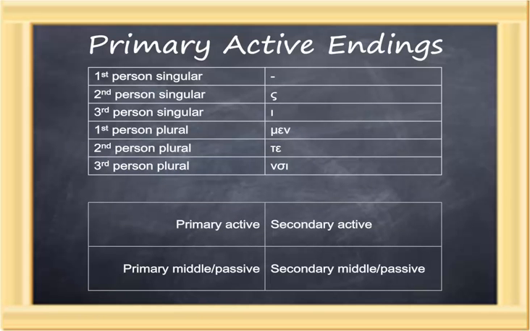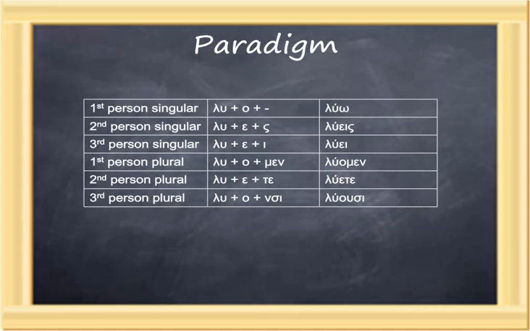The primary active endings are: first person singular, nothing. Second person singular is a sigma. Third person singular is iota. First person plural, mu, epsilon, nu. Second person plural is tau, epsilon. Third person plural is nu, sigma, iota. These are the primary active endings, and they're used on the present active indicative, along with some other forms.